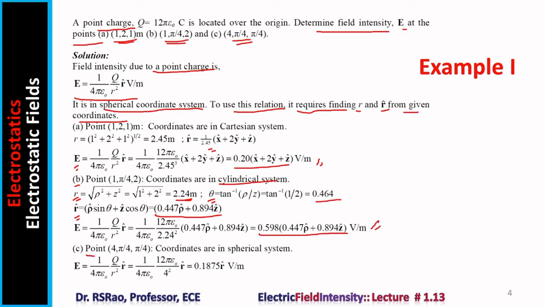Now C, point (4, pi/4, pi/4), it is in spherical system. So E is 1 by 4 pi epsilon Q by r square r cap. r is of course 4. Substitution results in 0.1875 r cap. Now the resulting electric field intensity is in spherical system. Notice in all these cases, ultimately the field intensity is given in the system in which the point is given.